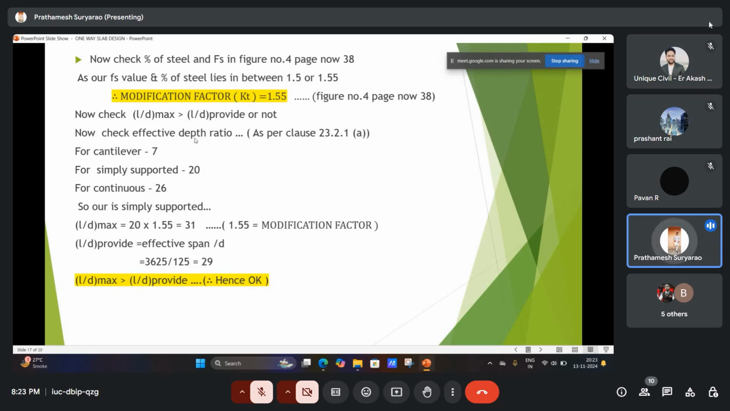So effective depth ratio into modification factor we will get 31. And what we provided, L by D provided, equals effective span by D. So effective span we get as 3.625, convert into mm we get 3625 upon 125. The value equals 29. So L by D max is greater than L by D provided. Hence it is okay, and it will be a safe structure to design.